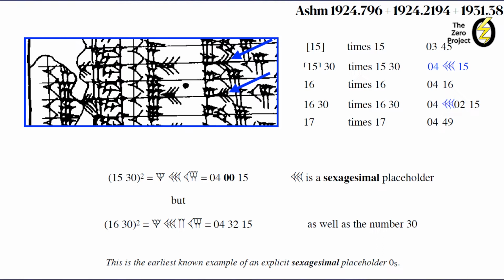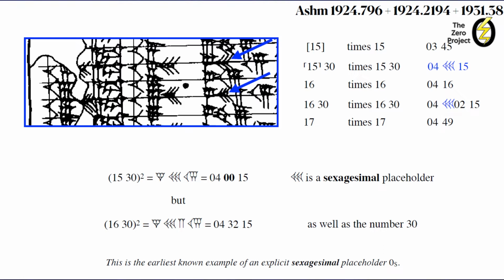And we have the numerical sign for 30, written there, but it doesn't mean 30 in this particular tablet. It is a sexagesimal placeholder. It is also 30. Just two lines further down, you have the same three corner wedges serving as a standard 30 in the sexagesimal number 32 here. So it serves its usual way as a number, but also as an explicit sexagesimal placeholder, and it is in fact the earliest known example of an explicit written sexagesimal placeholder.